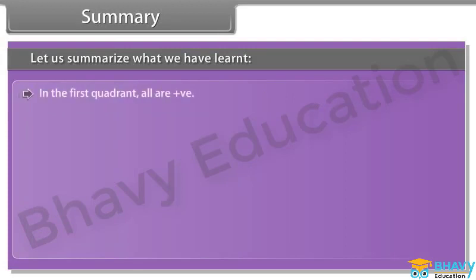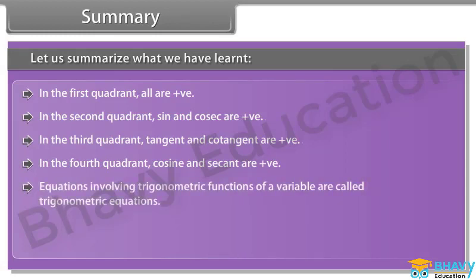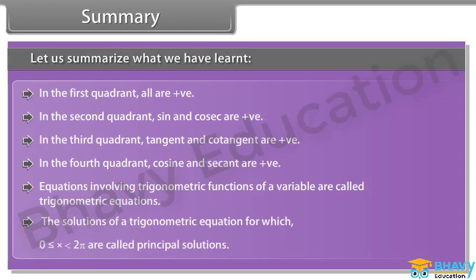In the first quadrant, all are positive. In the second quadrant, sine and cosec are positive. In the third quadrant, tangent and cotangent are positive. In the fourth quadrant, cosine and secant are positive. Equations involving trigonometric functions of a variable are called trigonometric equations. The solutions of a trigonometric equation for which 0 is less than or equal to x, less than 2 pi, are called principal solutions.